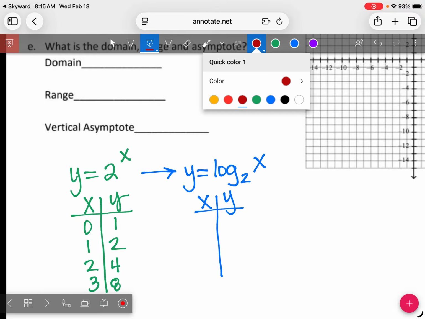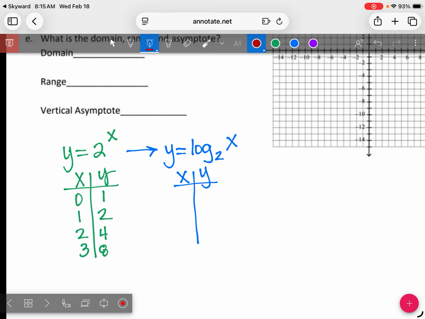So I want you to take all of your x values, put them in your y column. So I'm going to put my 0, 1, 2, 3 here. And then I'm taking all of my y values and I'm putting it in my x column. 1, 2, 4, 8. So let's go ahead and graph this.